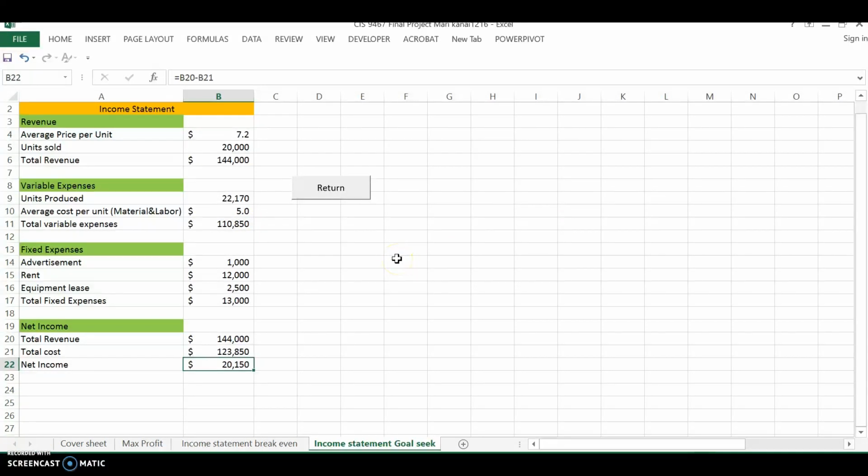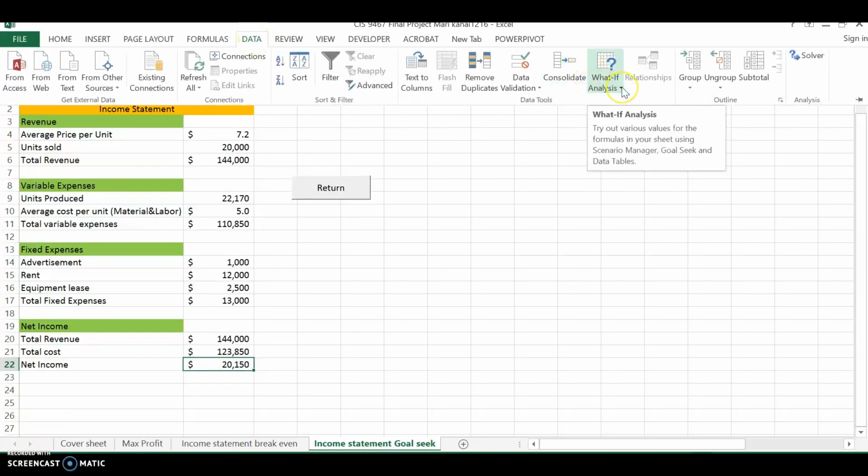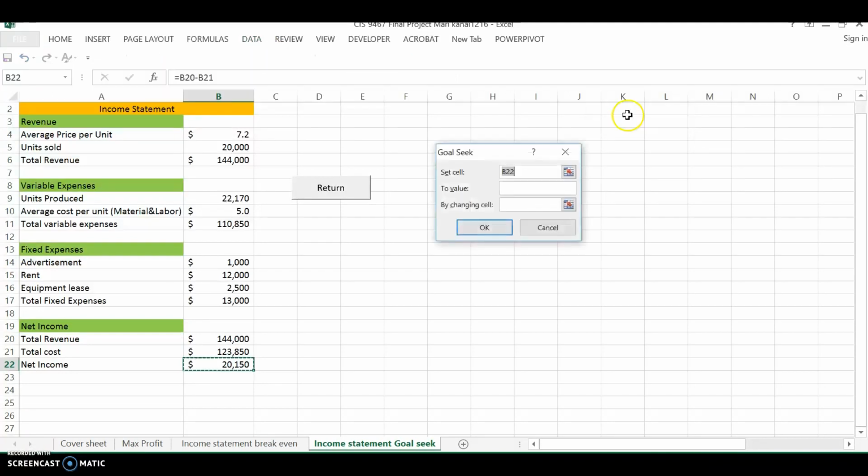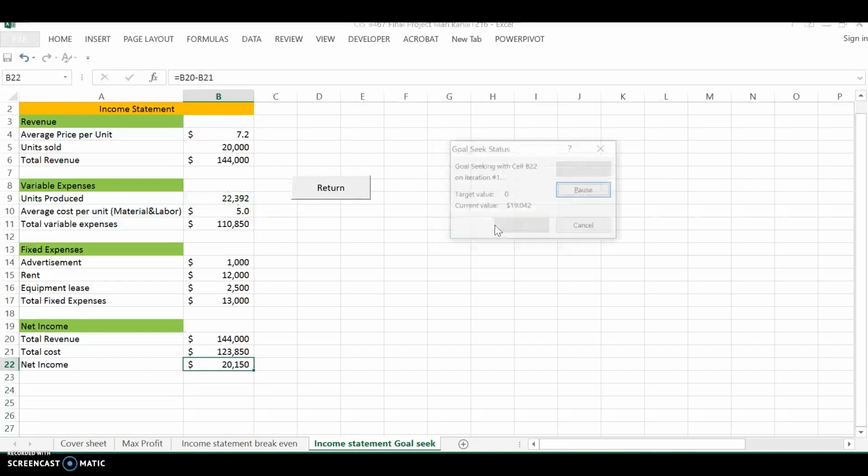Let's see, if I cannot change the sales price, how many units I need to produce to break even. So I go to Goal Seek again, set the amount value to 0, then go to units produced. So we get the units break-even amount.